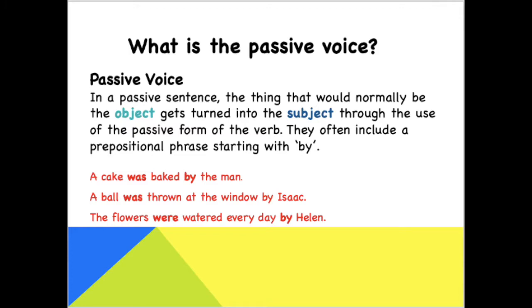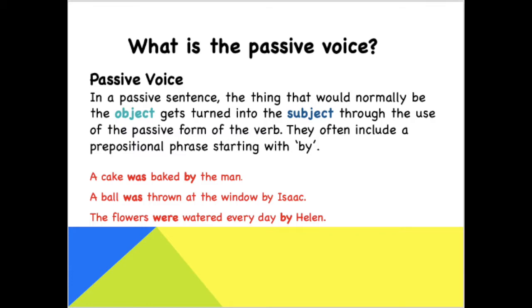So what is the passive voice? Now in the passive voice, the sentence gets turned around and we start with the object at the beginning. So instead of saying the man baked a cake, we've turned it round: a cake was baked by the man. Instead of Isaac threw a ball at the window, we have a ball was thrown at the window by Isaac. And instead of Helen watered the flowers every day, the flowers were watered every day by Helen.